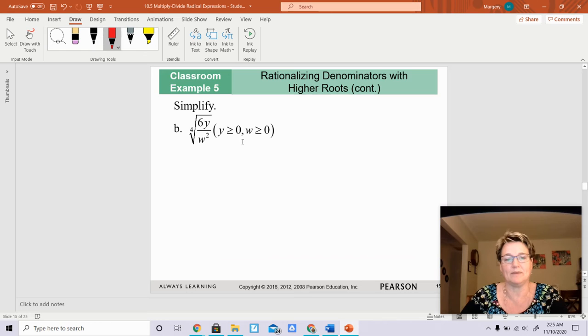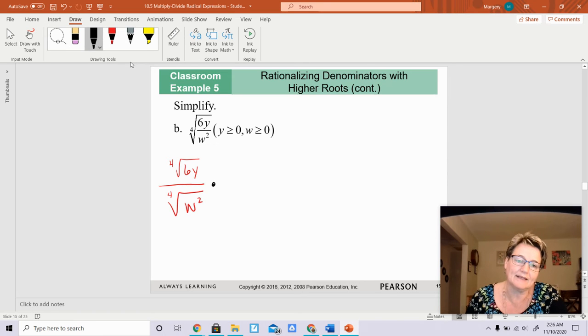All right, next problem. This one here, once again, y has to be greater than or equal to 0, and so does w, because you can't have 0 in the denominator. So this is the 4th roots. So I have the 4th root of 6y over the 4th root of w squared. Now, if I multiply this, remember I need to get to the 4th power, so I need to get a w to the 4th power. So I'm going to multiply this by w squared, and I'm going to multiply this other one by w squared, because whatever you do to the bottom, you must do to the top.